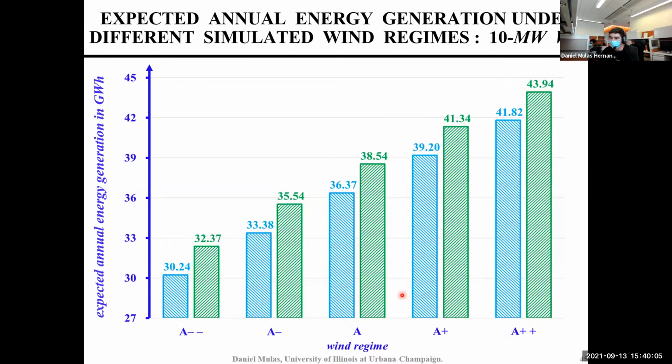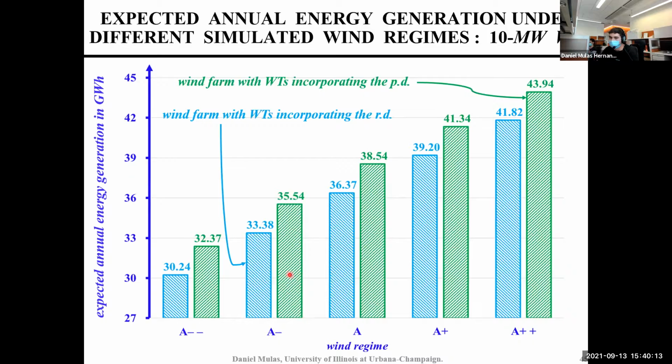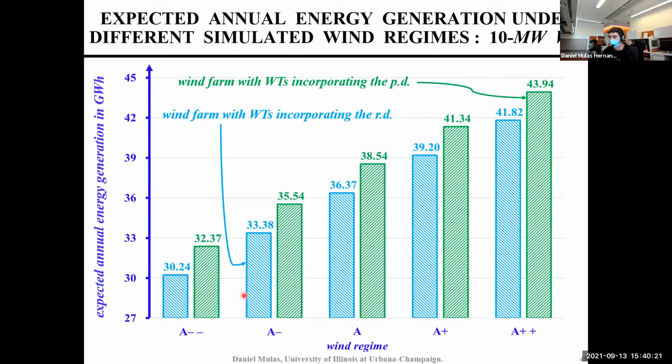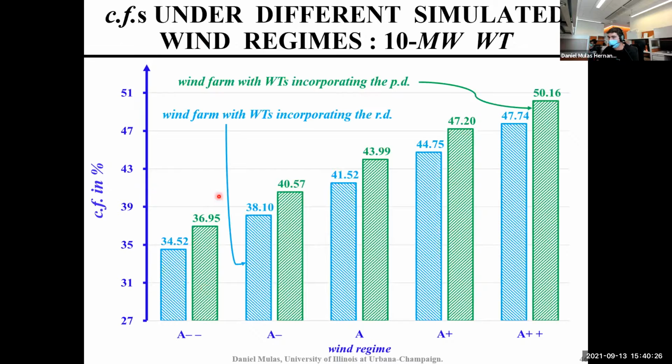And as I was predicting, the expected energy generation of the proposed design under 5 different wind regimes is always going to be better than the expected energy generation of the reference design. And as the capacity factor is proportional to the expected energy generation, the wind farm with wind turbines incorporated in the proposed design is going to obtain higher capacity factors under 5 different simulated wind regimes.